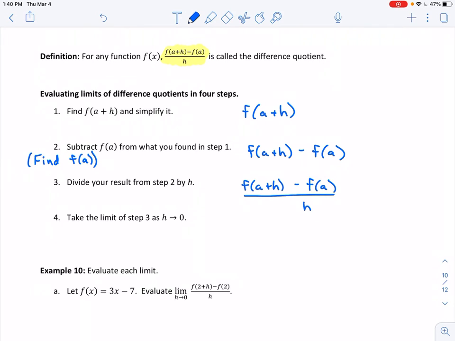And then lastly, step 4, we're just going to take the limit as h approaches 0. So we're applying a limit statement as h approaches 0 of f of a plus h minus f of a, all of that divided by h. And then once we have that limit, that will be our answer.